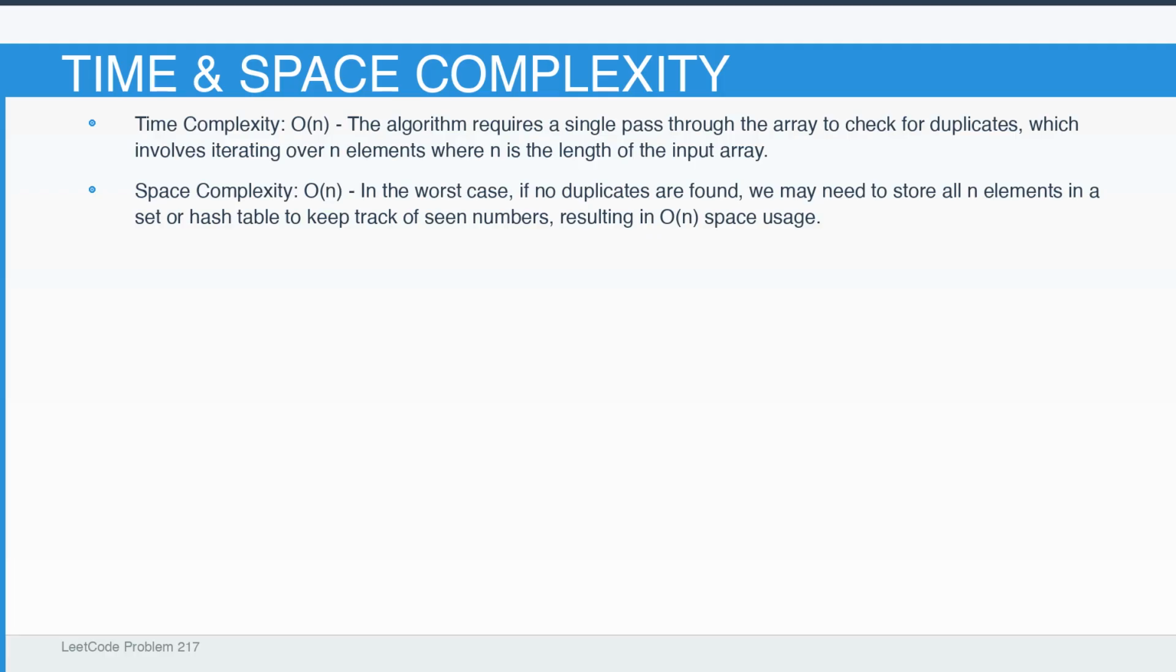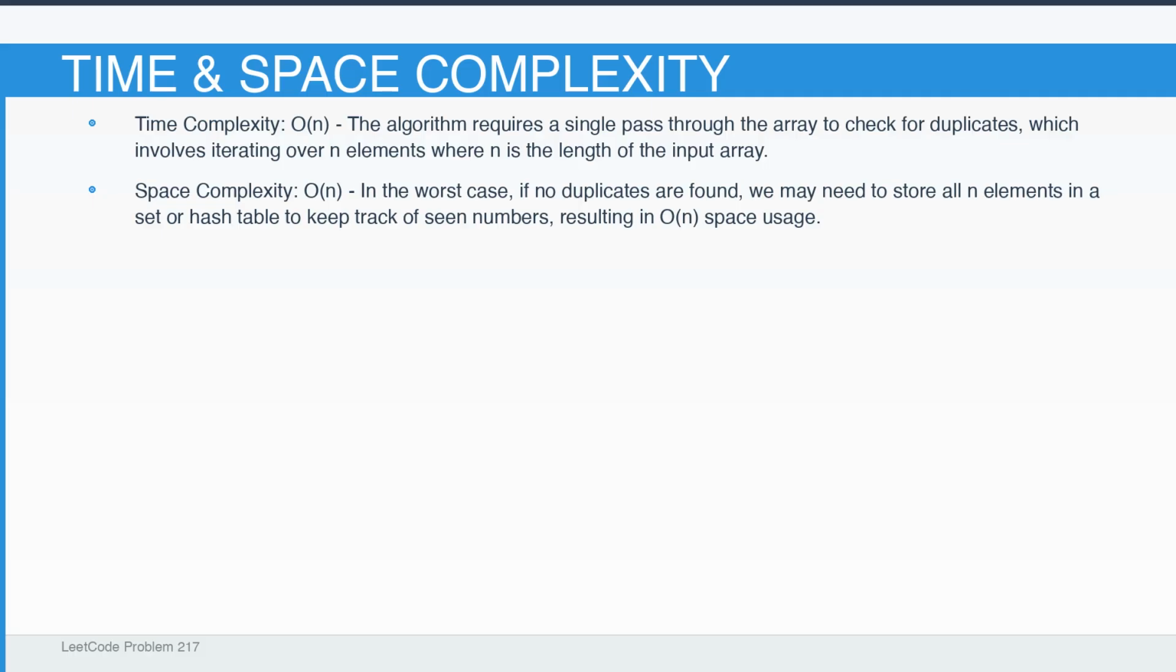In this slide, we focus on the time and space complexity of LeetCode problem 217, which deals with finding duplicates in an array. First, let's discuss time complexity. The algorithm operates in O(n) time, meaning it makes a single pass through the array. This is similar to scanning a bookshelf to find a specific book. You only need to look at each book once. Here, n represents the number of elements in the array, so if we have 100 books, we check each one, resulting in a linear relationship between the time taken and the number of elements.